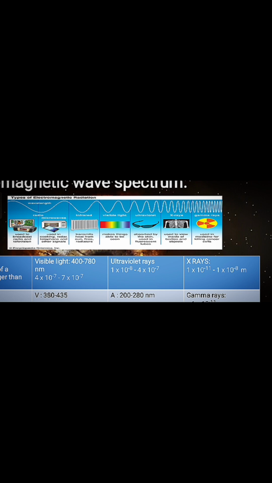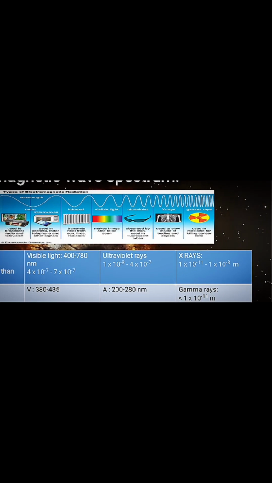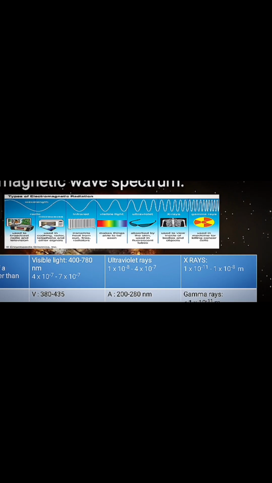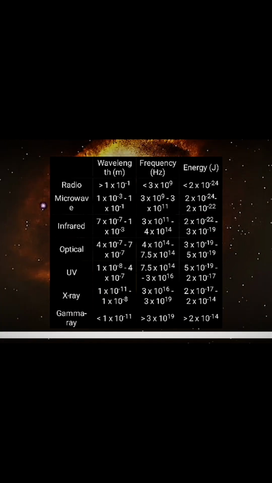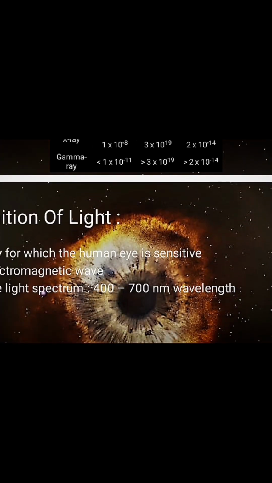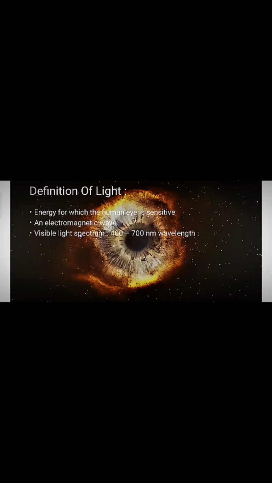Ultraviolet rays are absorbed by the skin and are used in fluorescent tubes. X-rays are used to view the inside of bodies and objects. Gamma rays are used in medicine for killing cancer cells, for radiotherapy. This is a chart showing various kinds of electromagnetic waves, their wavelength, frequency, and energy. This chart I got from the NASA website.